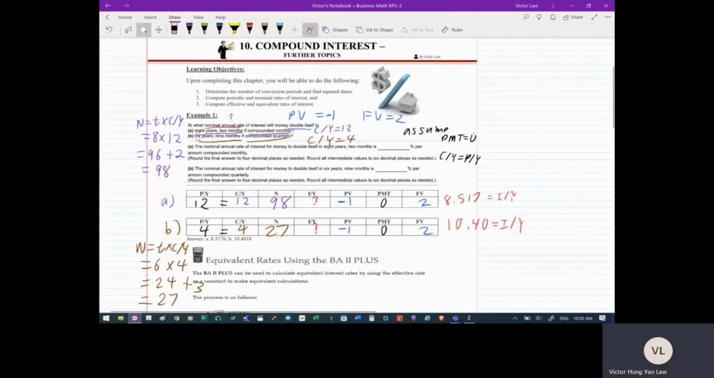And then in part A, we're looking at 8 years and 2 months if compounded monthly. Compounded monthly means that our C/Y, our compounding per year, is 12 times a year. So that's why we have C/Y as 12.